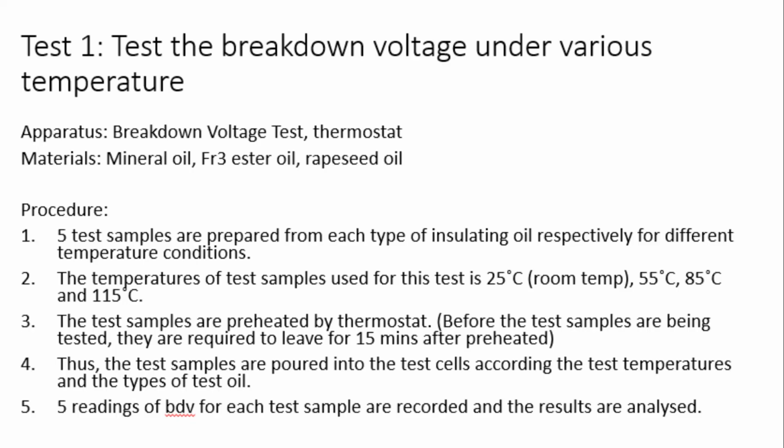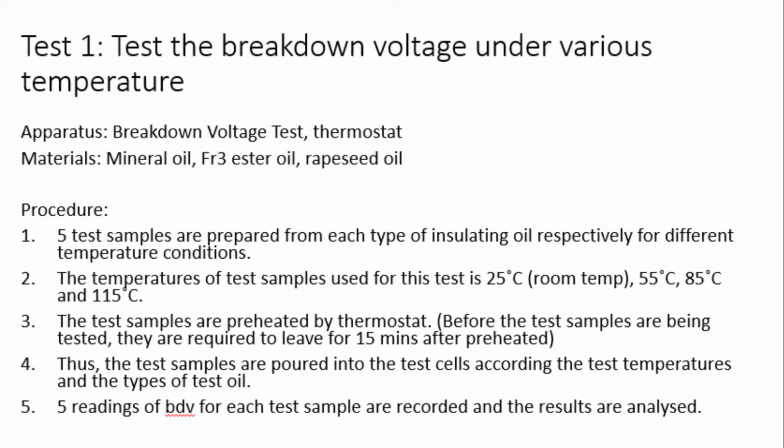Test 1: test the breakdown voltage under various temperatures. The apparatus used in this test are a breakdown voltage tester and a thermostat, and the materials used in this test are mineral oil, FR3 natural ester oil, and rapeseed oil. First, 5 test samples are prepared from each type of insulating oil respectively for different temperature conditions.